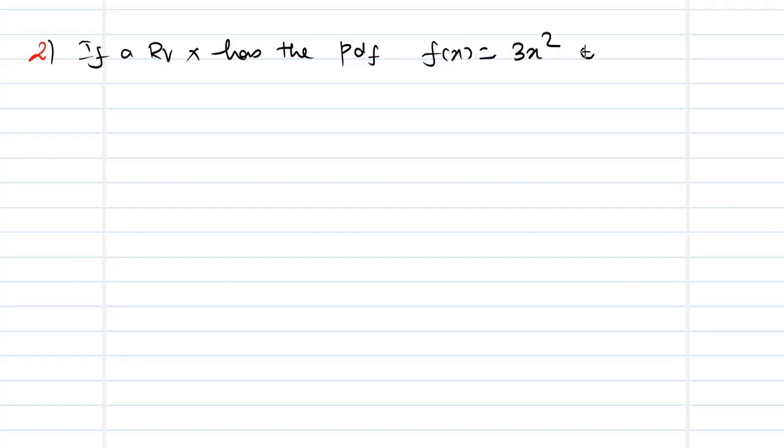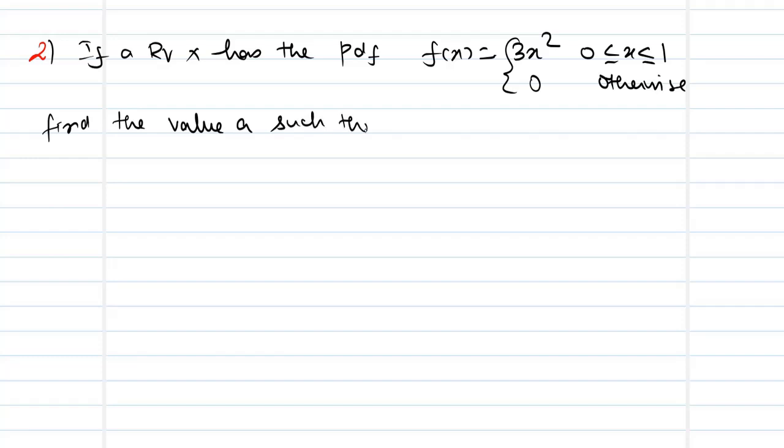Problem number 2, it says, if a random variable x has the PDF given by f of x equal to 3x square for 0 less than x less than 1, and it's going to be 0 otherwise, then you will have to find the value a such that probability of x greater than a equals 0.05.